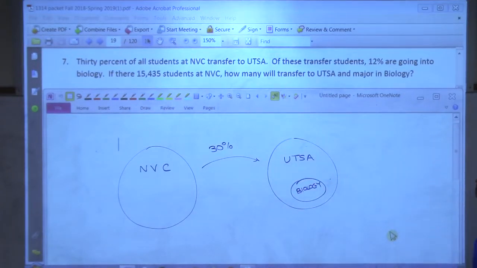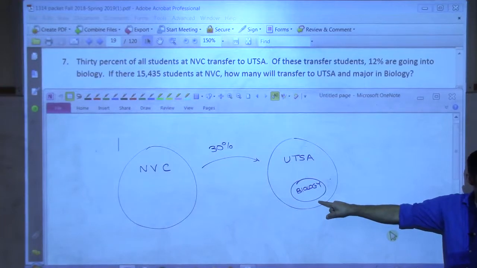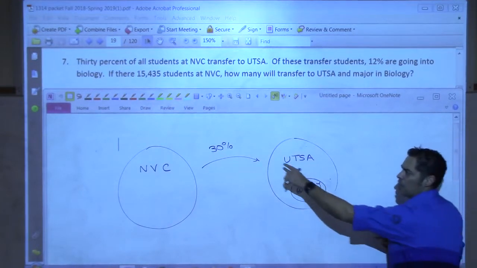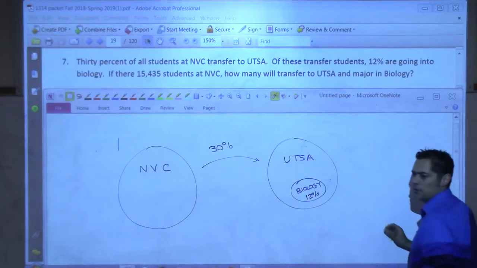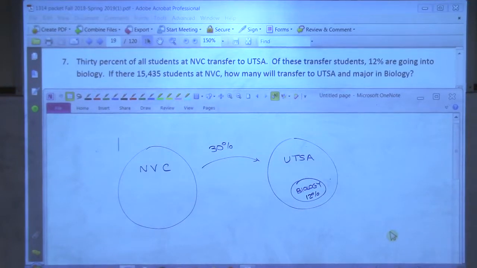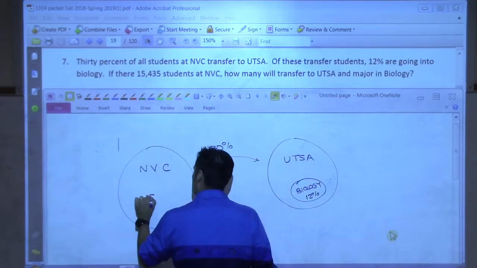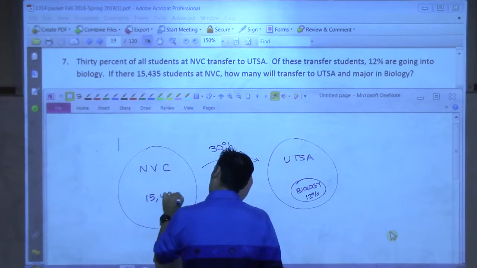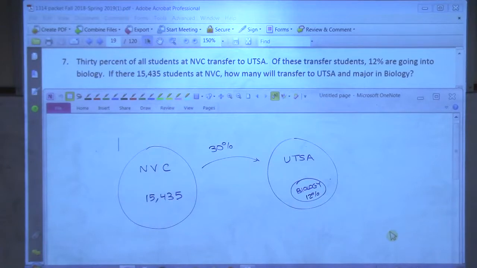And then, of those people that go over, only 12% go into biology, right? Only 12% of that group go into biology. So only 12% go into here. So how in the world are we going to do this? Oh, and we also know there are 15,435 students over here at Northwest Vista College. So how could I approach this?